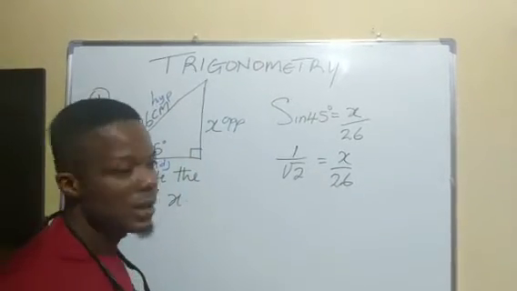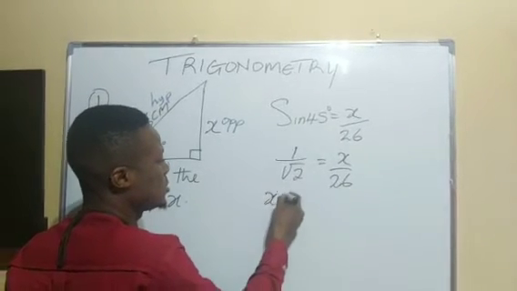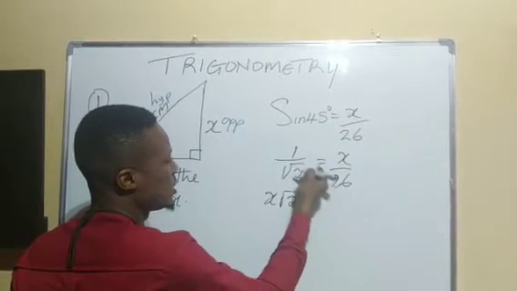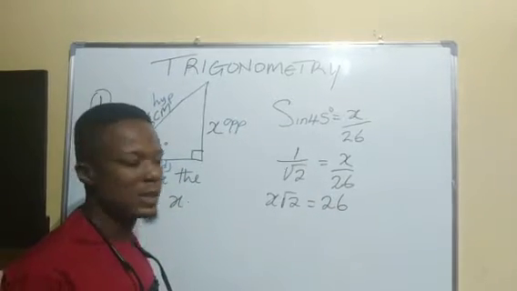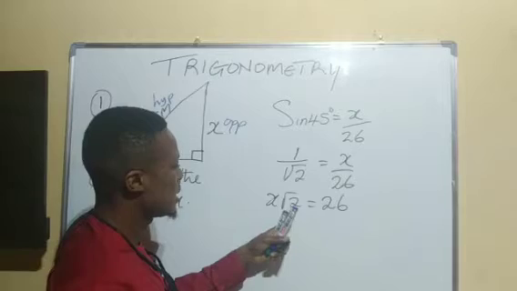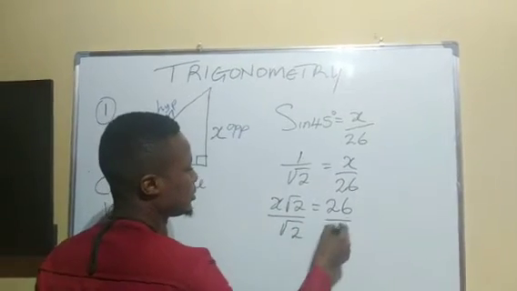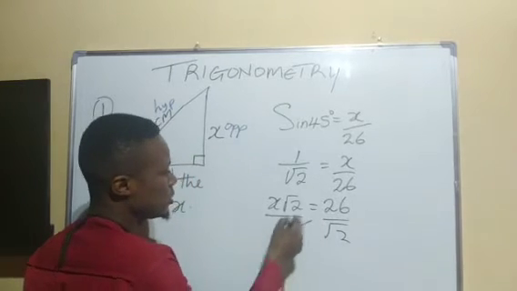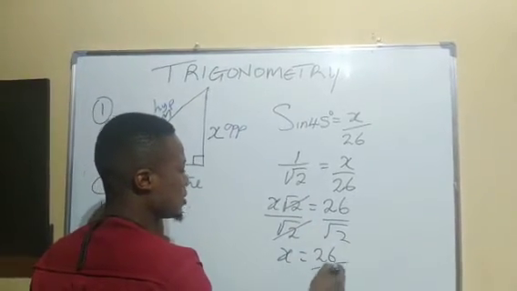Now to get the value of x, I've got to cross multiply. And when I do that, I have x root 2 equals 26 times 1, which is still 26. So to get the value of x, I'll divide both sides by root 2, so that x stays alone. So root 2 cancels out. I'm having that x is 26 over root 2.